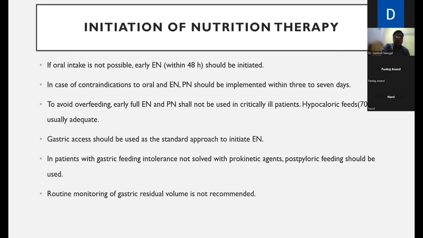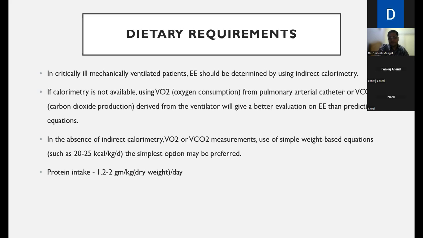So when to initiate? If oral intake is not possible, early enteral nutrition should be initiated within 48 hours. In case of contraindications to oral or enteral nutrition, parenteral nutrition should be implemented in the first week of ICU stay. To avoid overfeeding, we have to target a 70% hypocaloric feed for ICU patients. And gastric access is usually the standard of care, but if it is contraindicated from a surgical cause, we can use a jejunal access. If both are not available, we have to keep the patient on parenteral nutrition. Routine monitoring of gastric volume is not recommended in ICU patients.